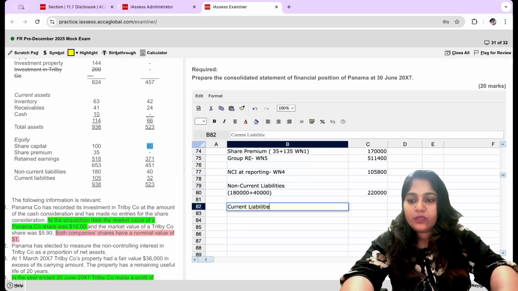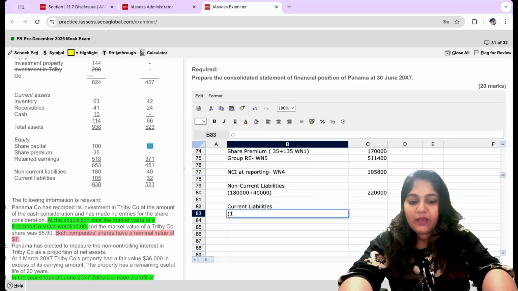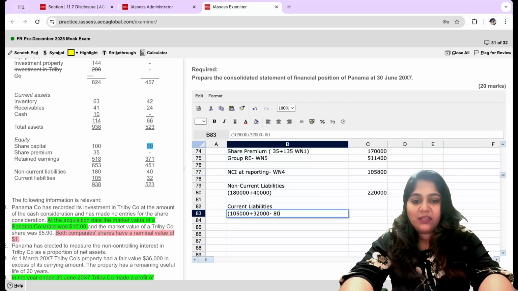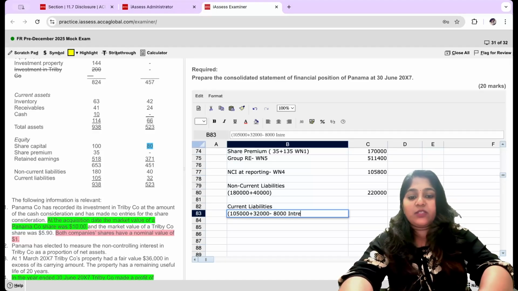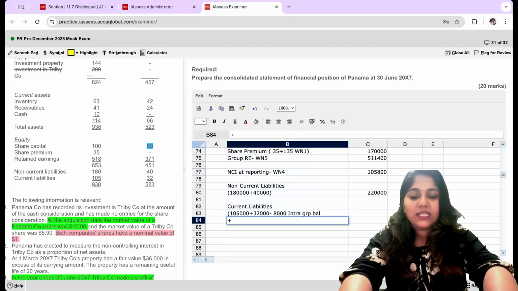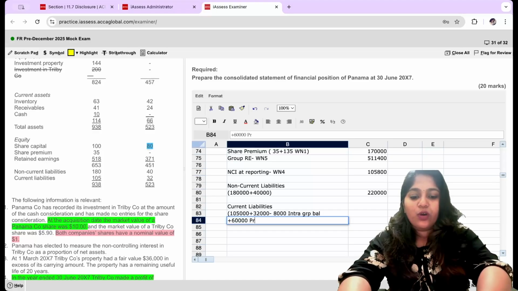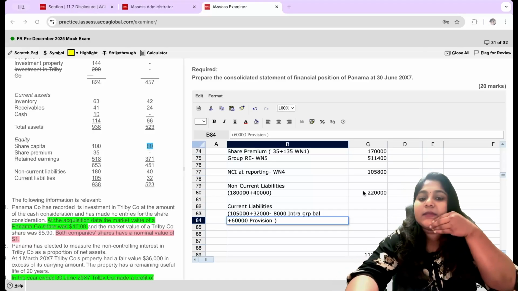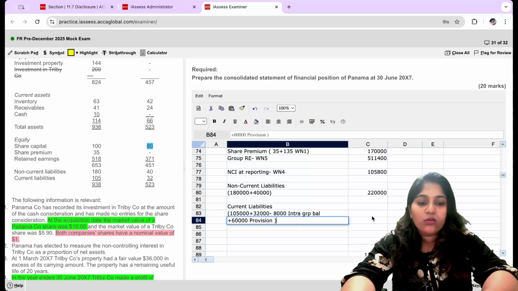First thing, we have $105,000 of parent, $32,000 of subsidiary, minus 8,000 of intra-group balance, because if you're eliminating from receivables, you should also eliminate from where? Payables. Plus, there is $60,000 of provision that you have to create. Correct?